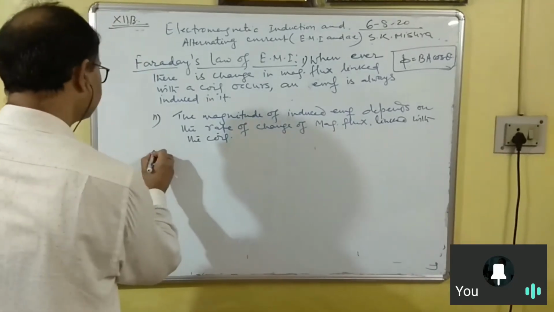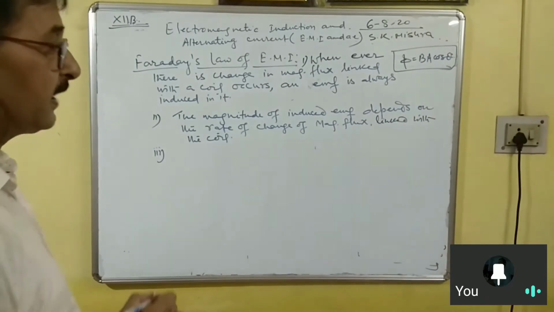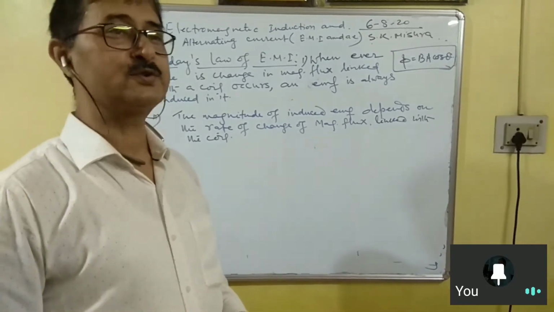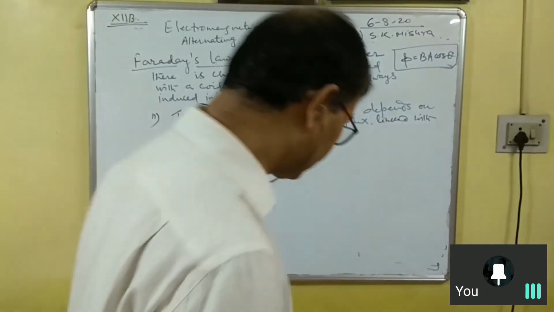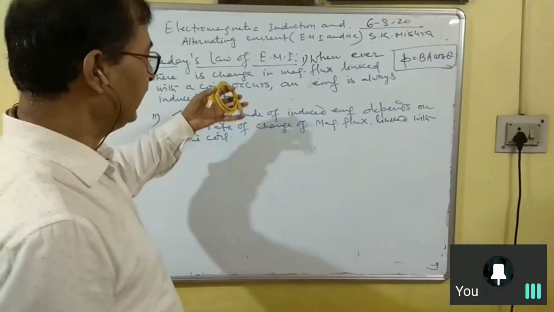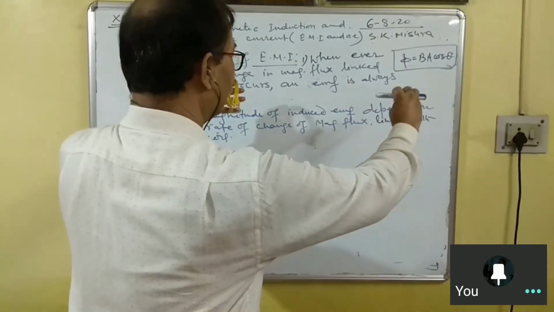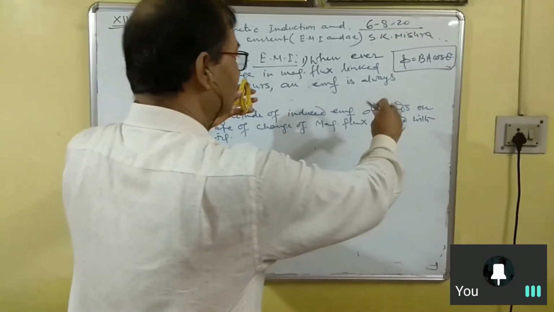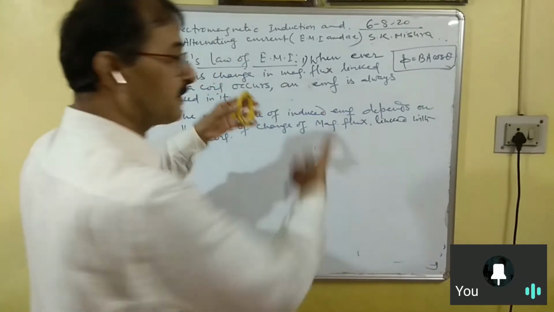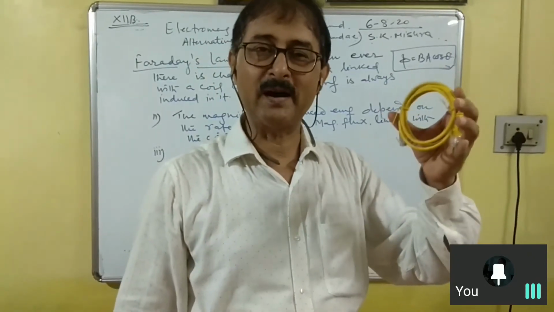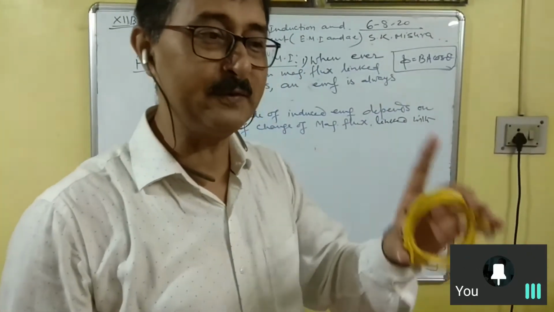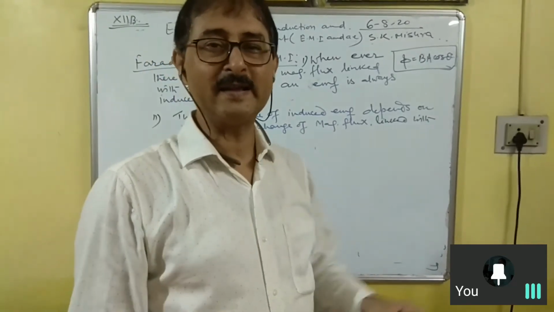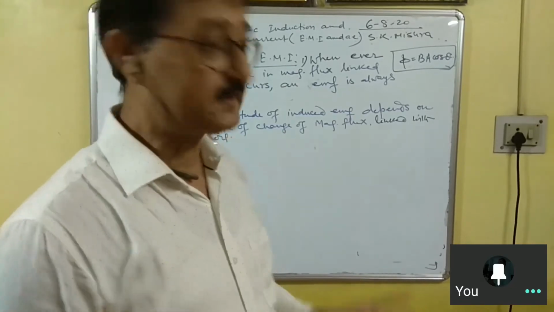And the third part is, this induced EMF lasts in the circuit so long as the change in flux continues. If you have this coil and this is a magnet, as soon as you start bringing the magnet towards the coil, the galvanometer shows deflection. But the moment you stop the magnet, the induced EMF will disappear, meaning the pointer of the galvanometer goes to zero position. So the moment relative motion between the coil and magnet stops, there will be no induced EMF. This is the third point.